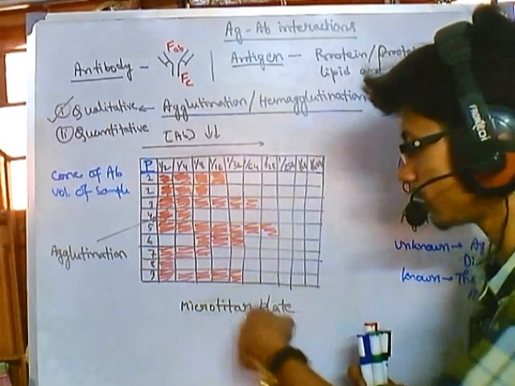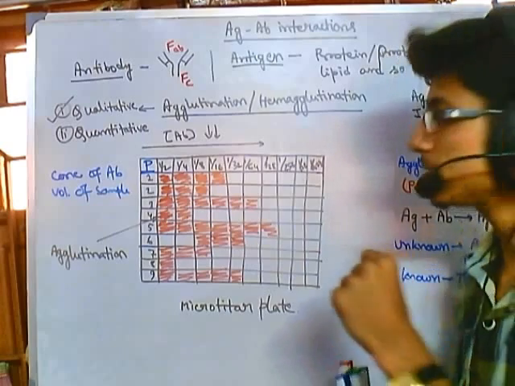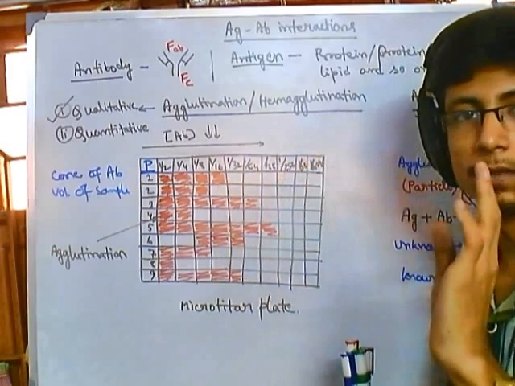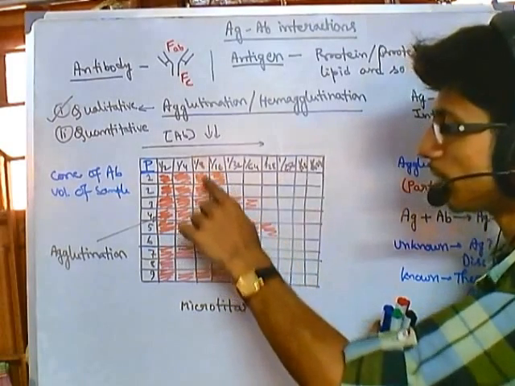Remember, I've told you it is called the microtiter plate because we are trying to find the titer. The titer means the maximum dilution that is providing us the agglutination. So here for the second one, the maximum dilution giving the last agglutination is 1 by 8.